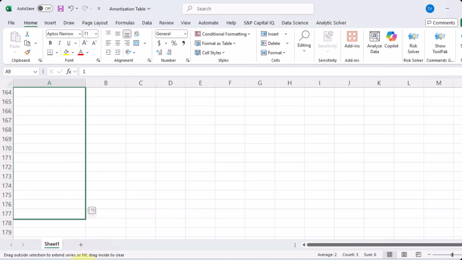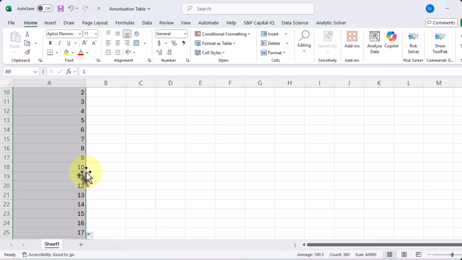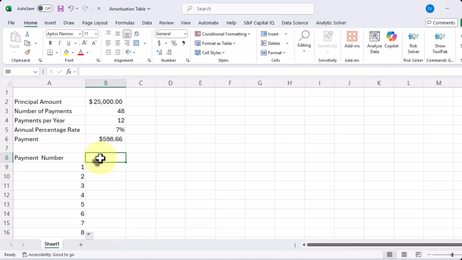Later on, when we do the conditional formatting, we'll make anything longer than what we need just disappear, so it won't be visible. So I've created my 360 monthly payments there. In the next column, I'm going to put in the beginning principal. So this is going to be the beginning principal at the time of that payment.